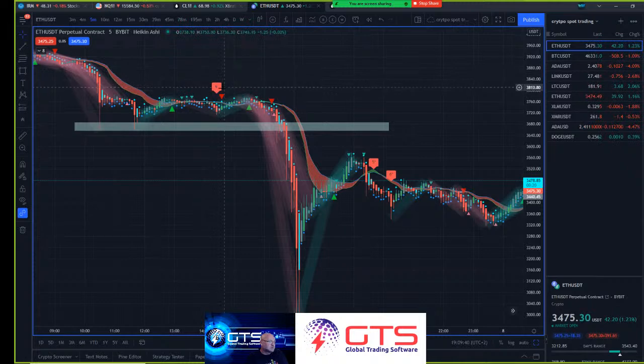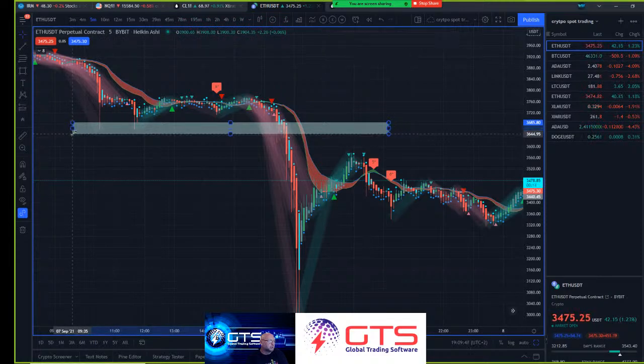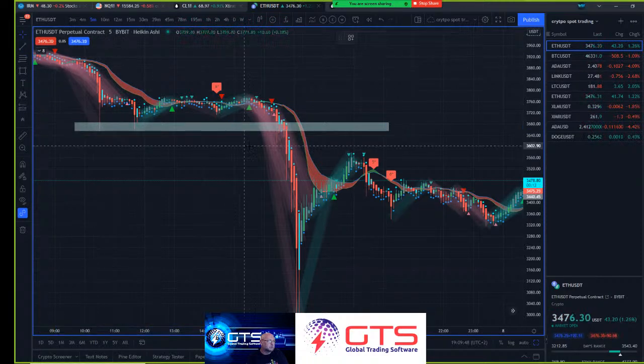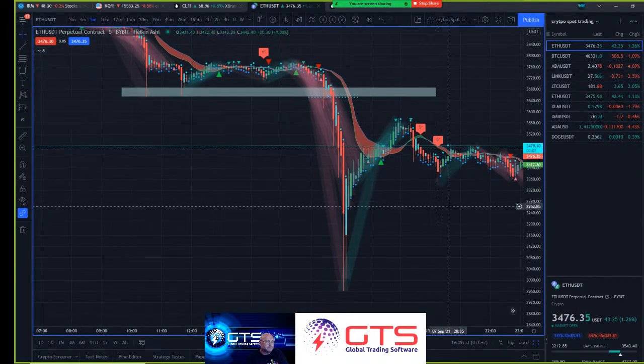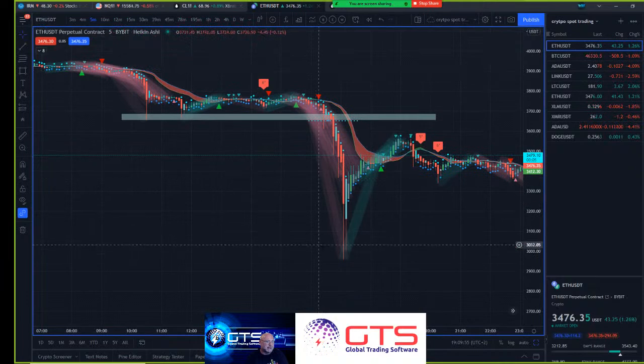We get divergence cloud confirmation, not just once but twice. Okay, we don't go short into support. We wait until it breaks through. This is our entry here. Okay, all the way down, boom.